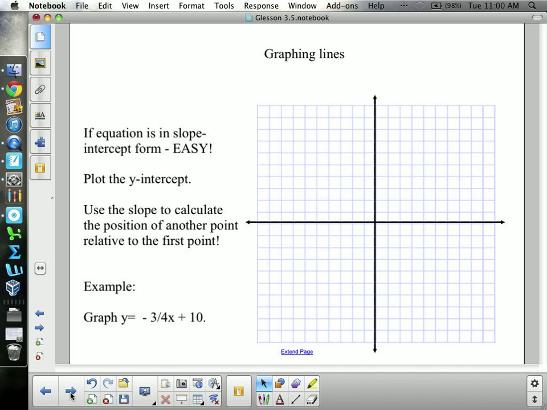Wanted to get these out just real quickly, and I'm not sure if there's anything on here that requires you to graph tonight. No, so we'll hold off on graphing lines.